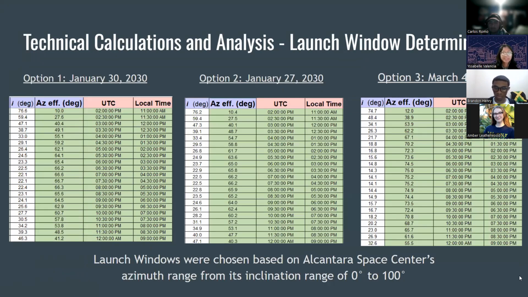With those inputs, we saw a lot of the local time associated with the inclination and azimuth effective angle, but we narrowed it down to these windows because we took the inclination range we researched from Alcantara Space Center, the true anomaly of Earth at the vernal equinox year, and calculated the range of azimuth effective angles. And here we have the different launch windows for each of the 3 dates.